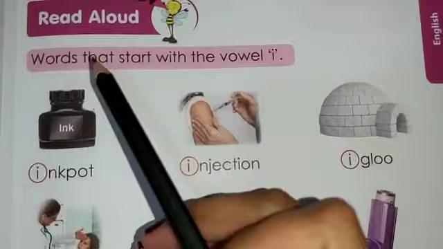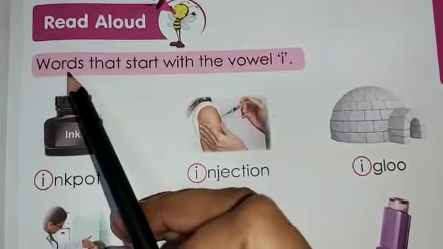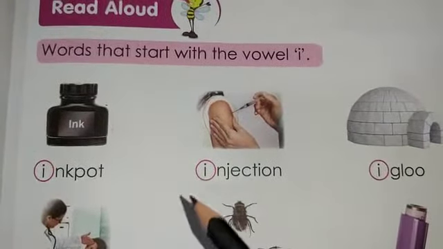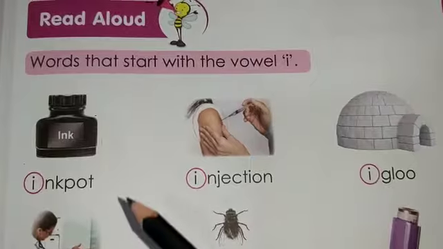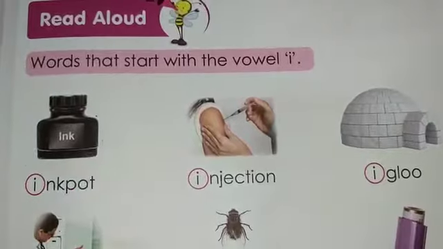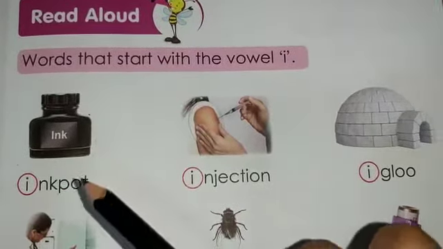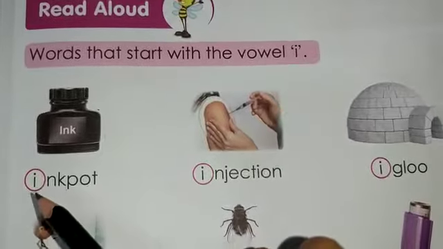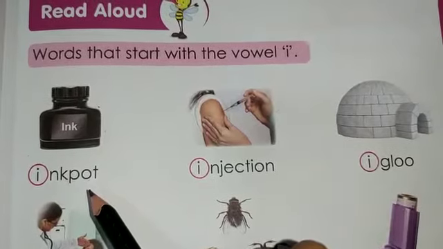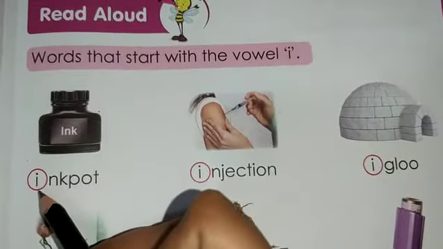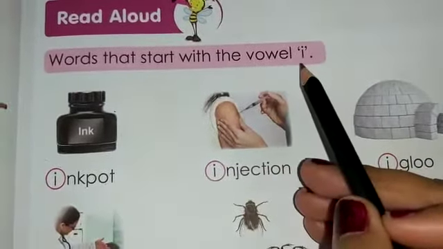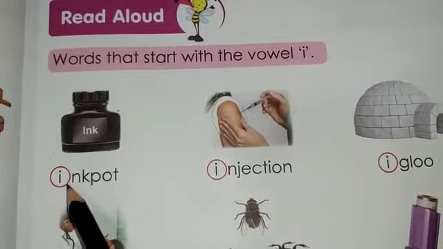Now, let's read it. Words that start with vowel I. So, how will we start it? First of all, we will identify the picture. What picture is this? This is something which is used to fill ink in the ink pens. Yes, this is an ink pot. What is the spelling? I-N-K-P-O-T. Ink pot. And where is the vowel I? Here in the starting. So, as the heading says, words that start with vowel I. So, this word starts with vowel I.